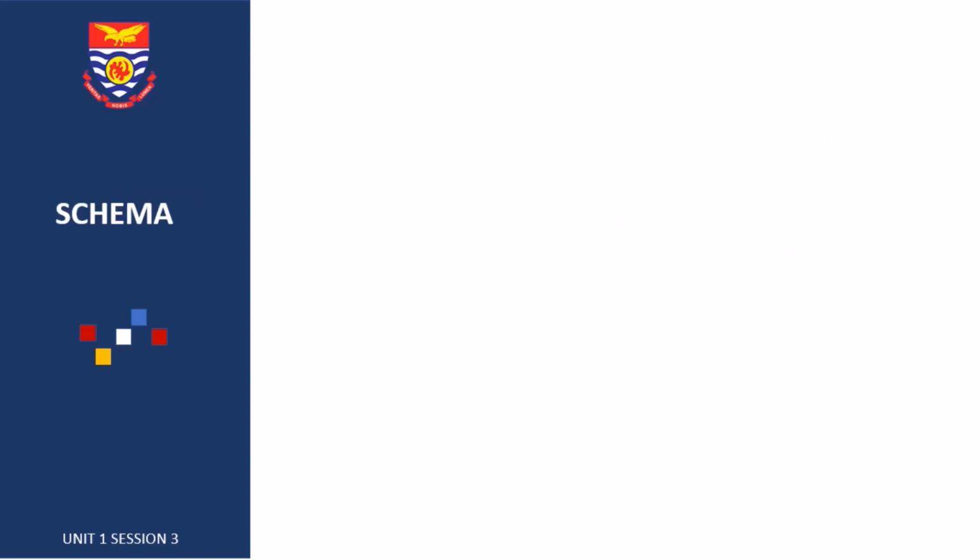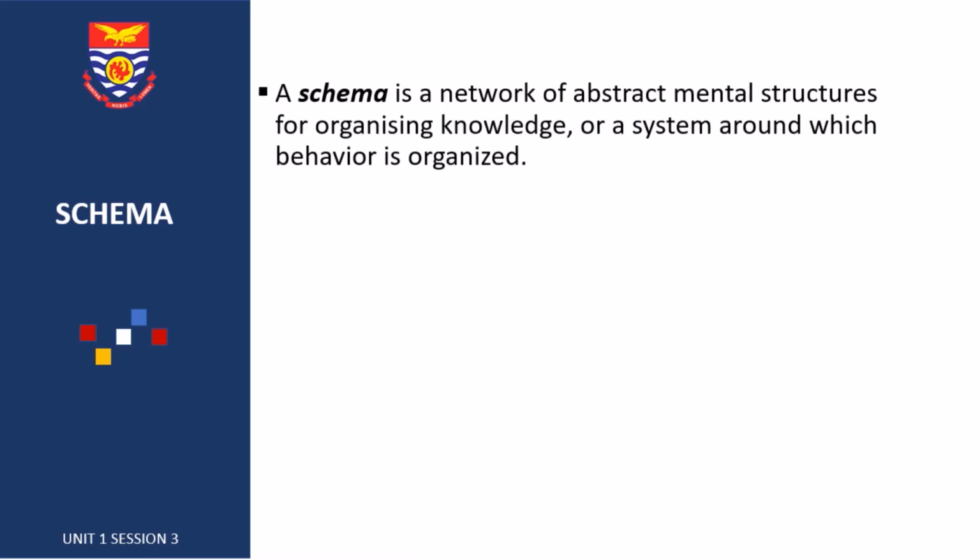We have mentioned schema. What is the schema about? It is a network of abstract mental structures for organizing knowledge, or a system around which behavior is organized. In other words, for every intelligent behavior that we demonstrate, it is built on something. And the very thing that it is built on is what we are referring to as the schema.